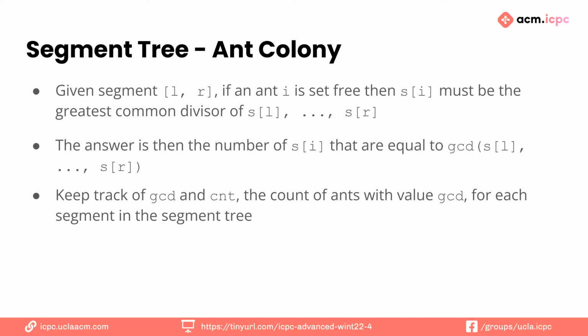So why is it set free if it's the GCD? The GCD is a value that divides all of the values in the sequence. So that means if an ant has that strength value, then it wins every fight against the other ants, especially if it's the same value, since you can also divide into the other.